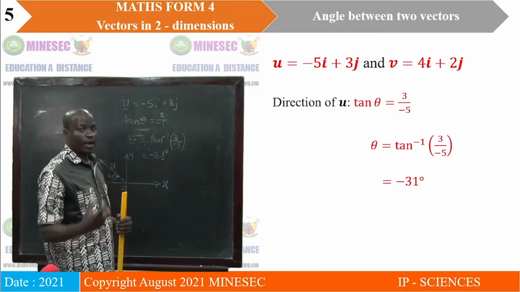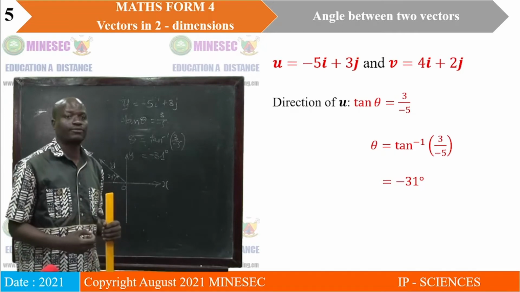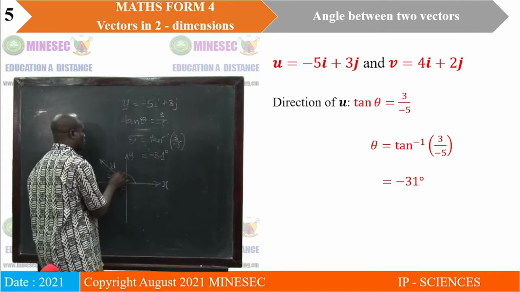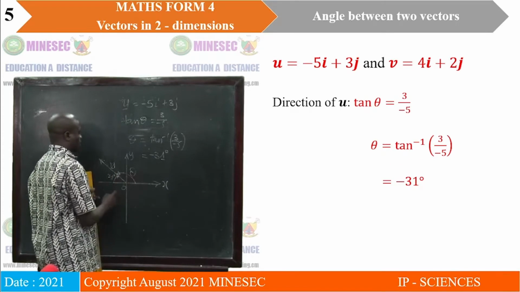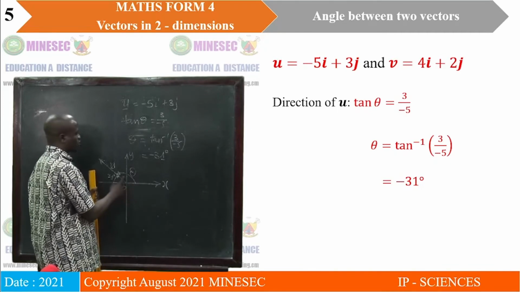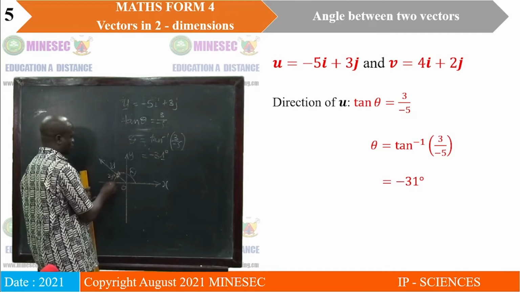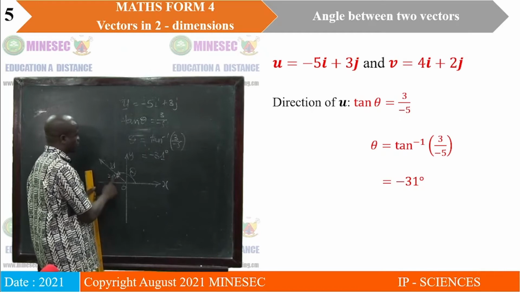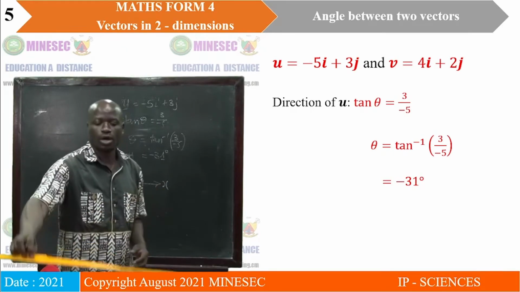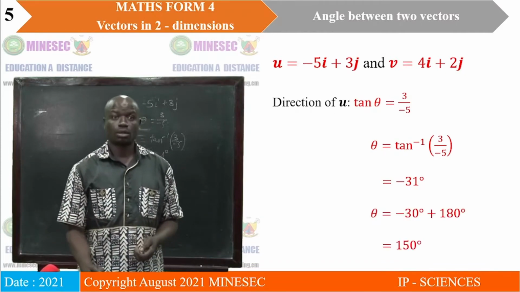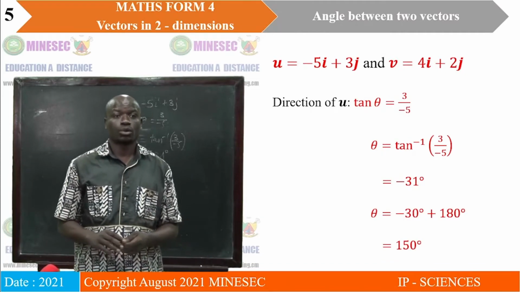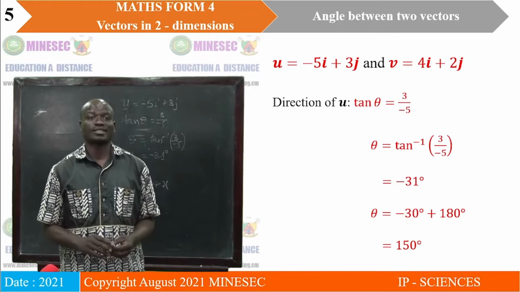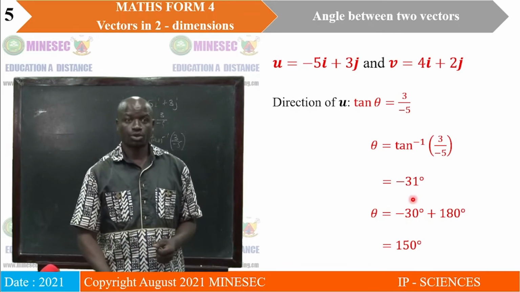But we defined the direction of a vector as the angle that vector makes with the positive x-axis. So the angle we are actually looking for is this angle here. This is where we want our theta to be. So to get the correct theta, all of this angle from here right to here is 180 degrees. So to obtain this angle, it will be 180 minus 31 degrees. And that will give us 149 degrees.